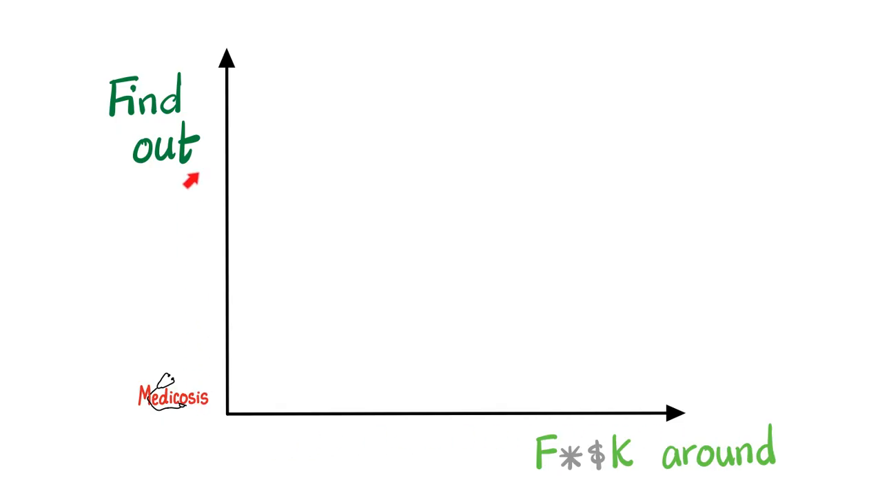F around and find out. The cause and the effect. Independent variable, dependent variable. And if the line is horizontal and going up like this, it means that the more you F around, the more you find out.